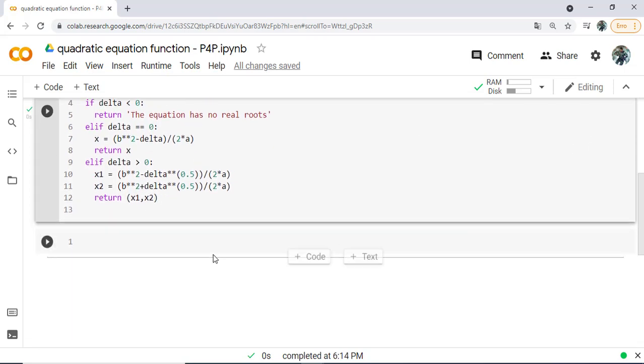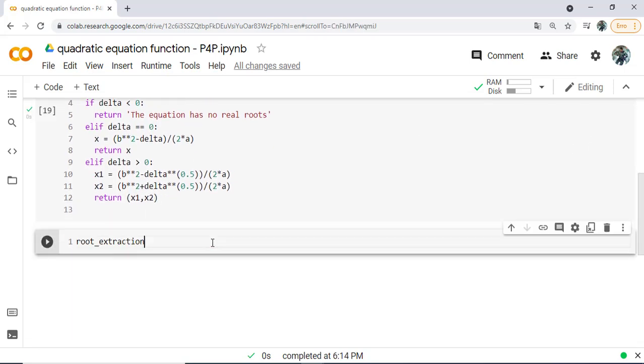Now let's execute the code. Let's execute this function, root extraction. Let's choose the value number 1 to a, number 5 to b, and here we have the nested function. So here we will call the delta function. A is 1, b is minus 5, and c is 6.